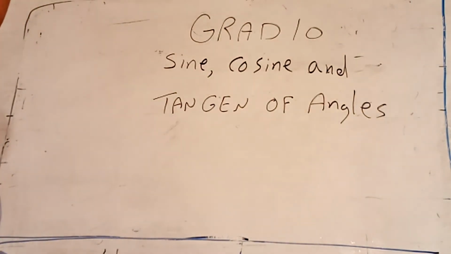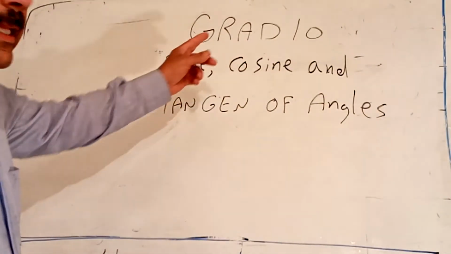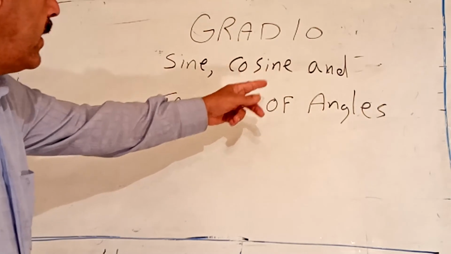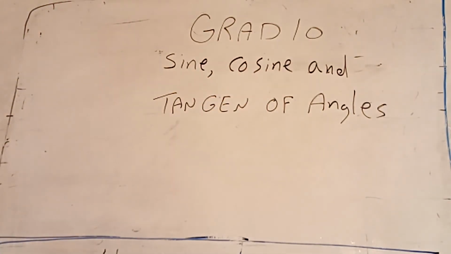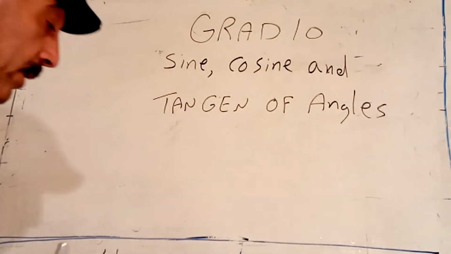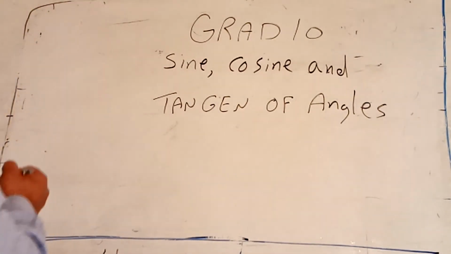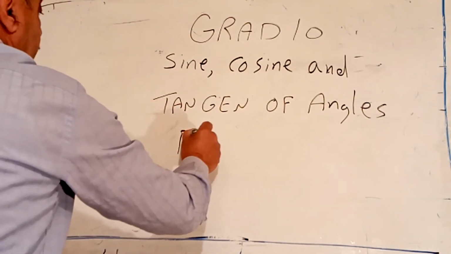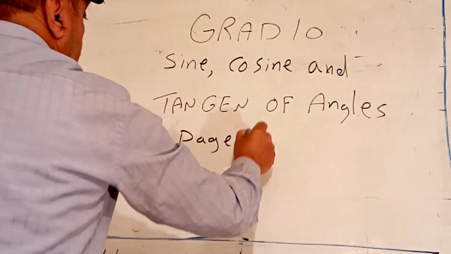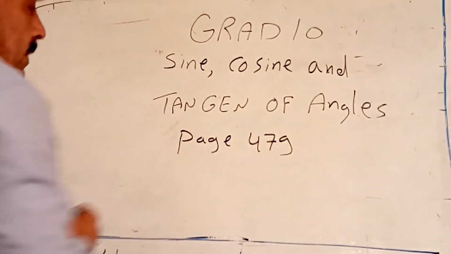Hello everybody, this is grade 10, sine and cosine and tangent of any angles. That's page 479.